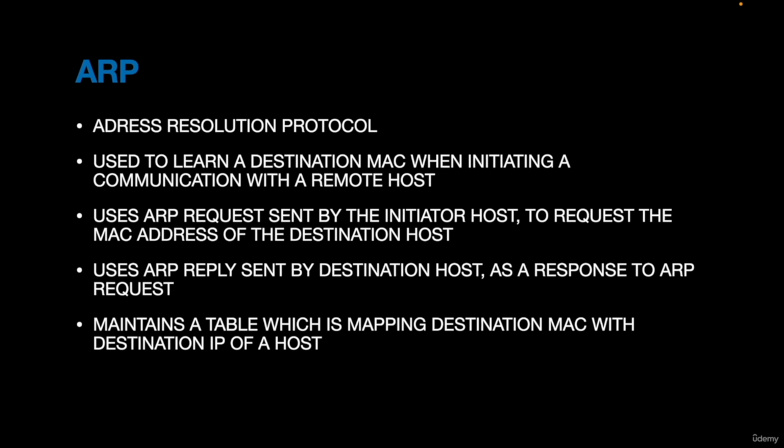ARP uses ARP requests sent by the initiator host to request the MAC address of the destination host. A device uses an ARP reply, sent by the destination host as a response to the ARP request. Also, every device maintains a table which maps the destination MAC with the destination IP of the host.